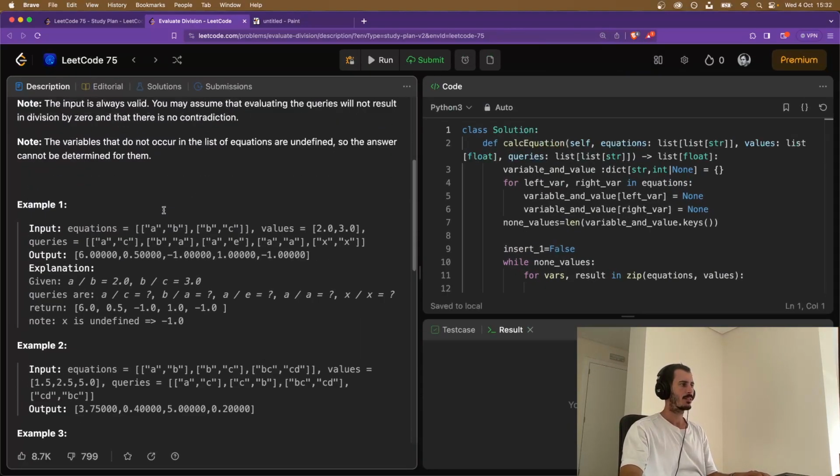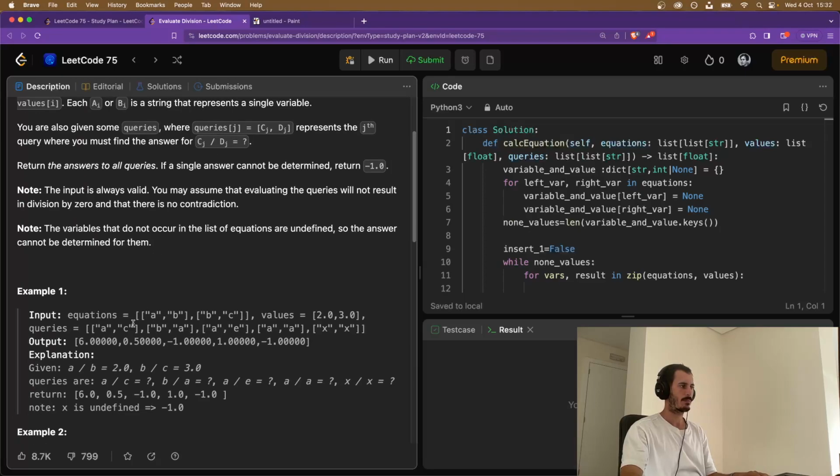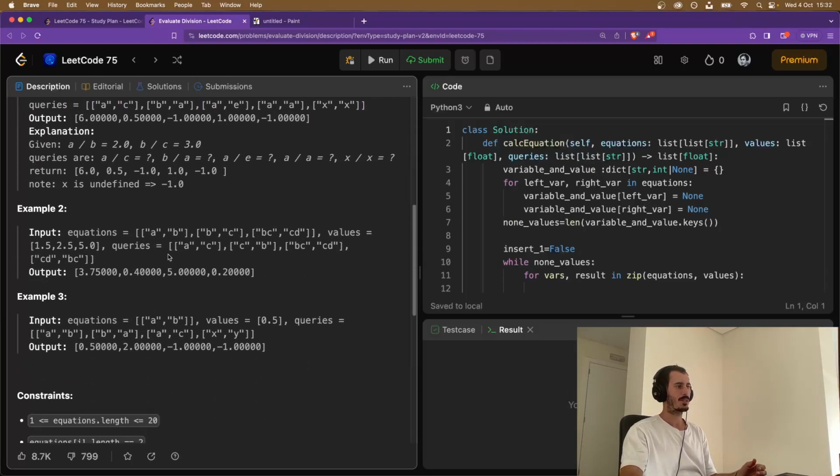You're given some equations, which is a divided by b, so it's left side divided by right side, and b divided by c. A divided by b equals 2, b divided by c equals 3. Now we want to know a divided by c, b divided by a, a divided by e, a divided by a, x divided by x. The other example is the same thing: a divided by b is 1.5, b divided by c is 2.5, bc divided by cd is 5.0.